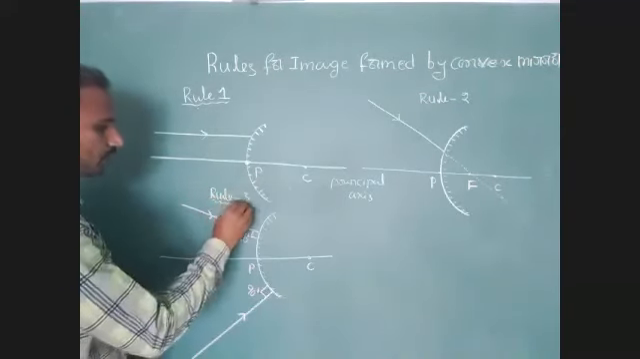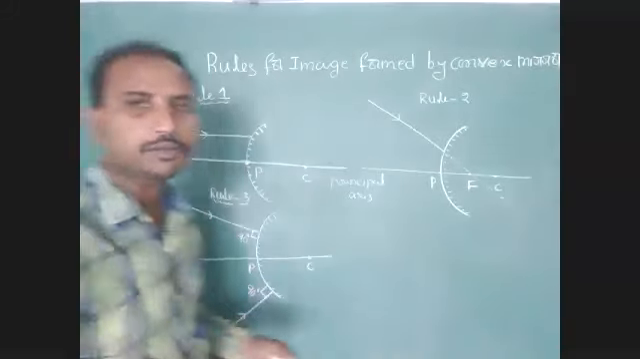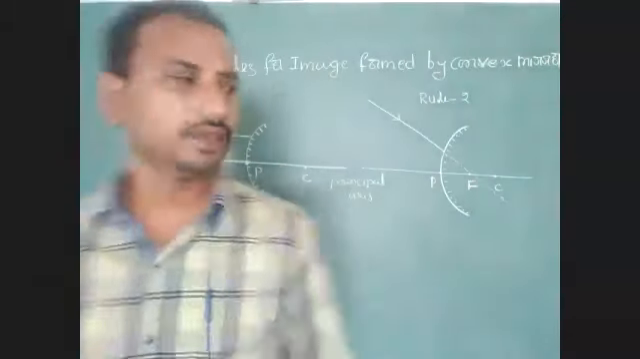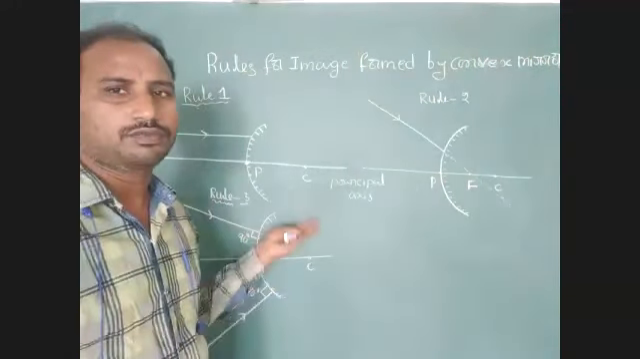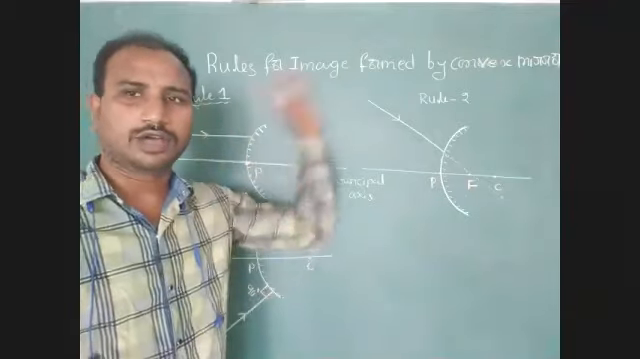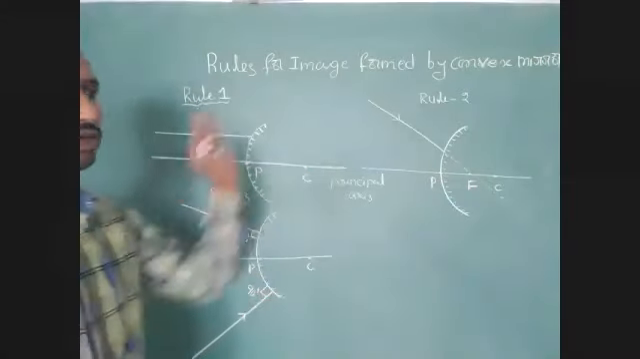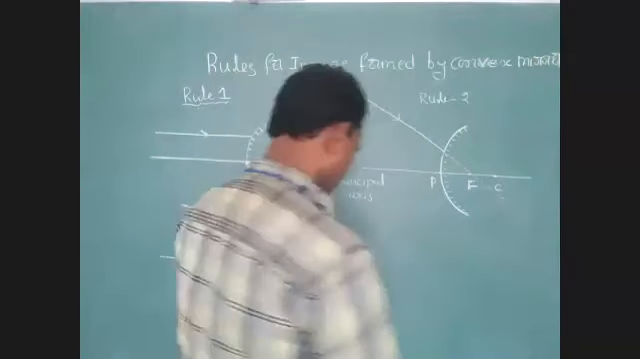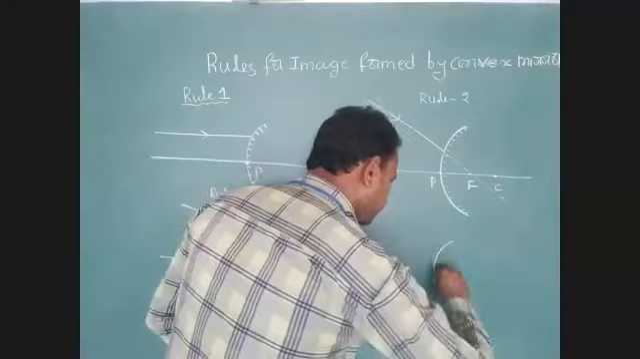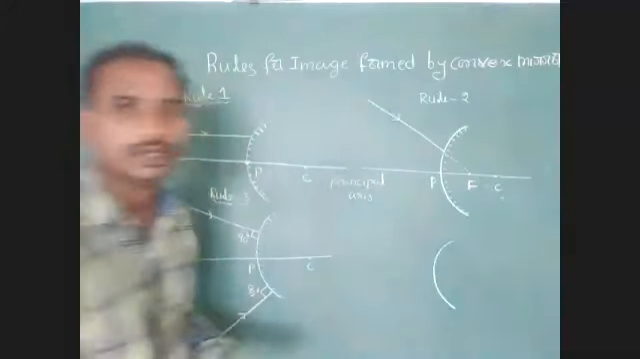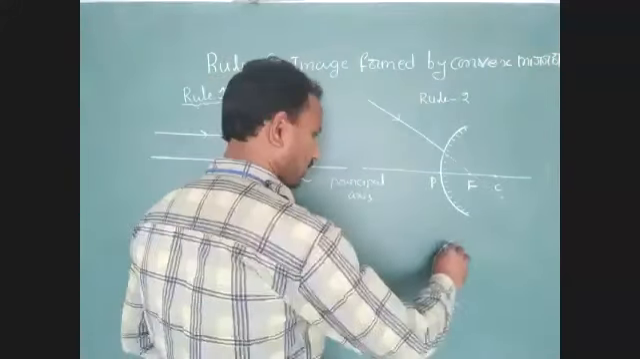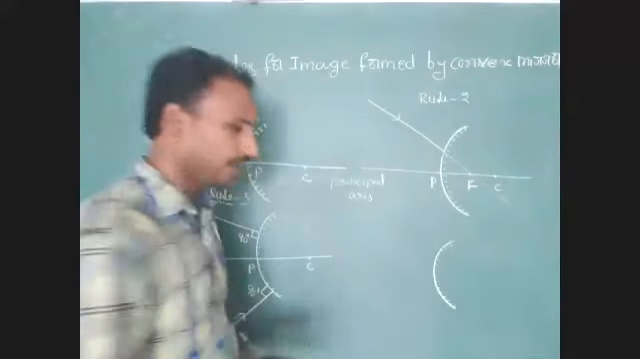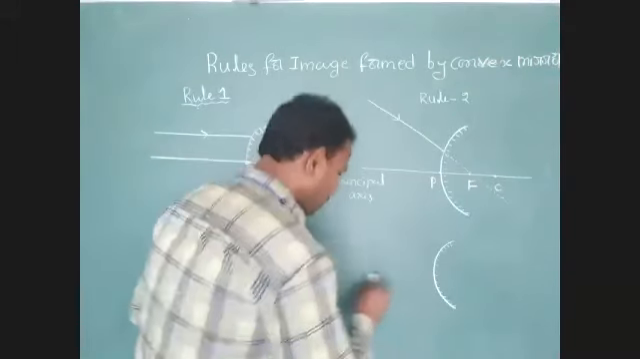So rules are very important for drawing the images. In the first condition, we considered 4 rules related to the concave mirror. These 4 rules are related to the convex mirror. So you have to follow these 4 rules. Here also we have to draw one convex mirror. Just identify the convex mirror. The inside part is the opaque surface. The outside part is the reflecting surface. Now draw.